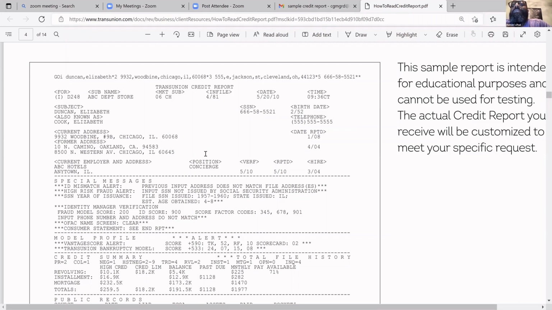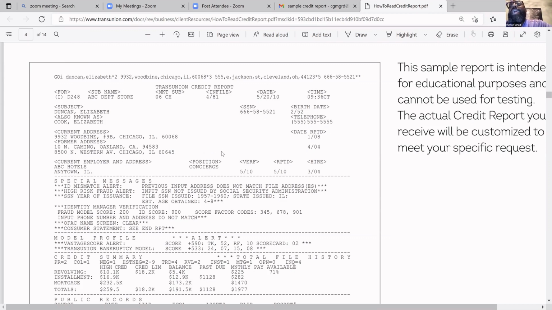The other thing you'll typically see in there, if you've been married or divorced, is some aliases. Or if one of the creditors has reported your name and spelled it incorrectly, that could also be in that section. Then you typically will see your previous employer and any previous addresses as well.